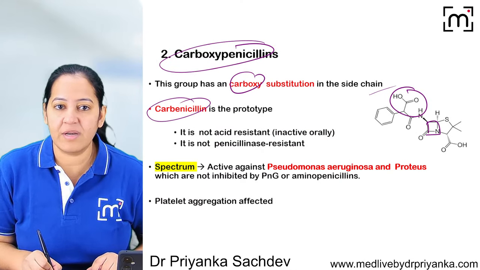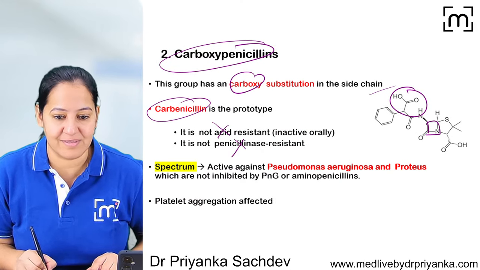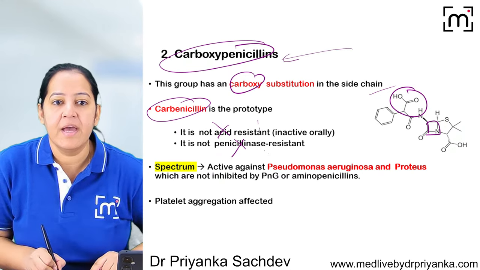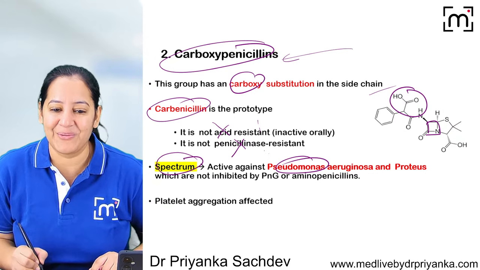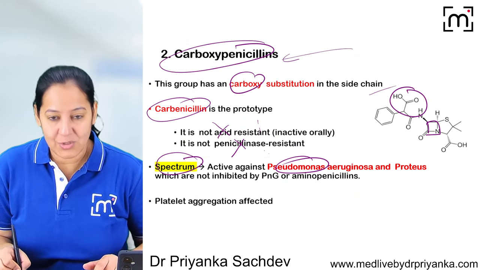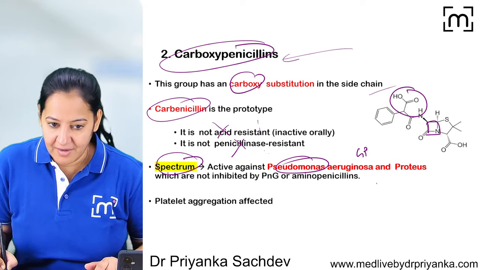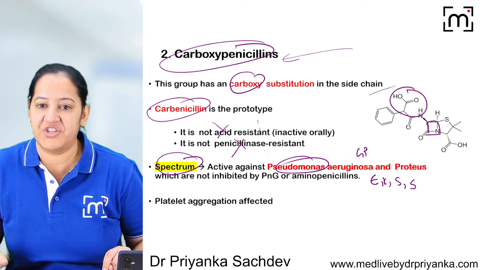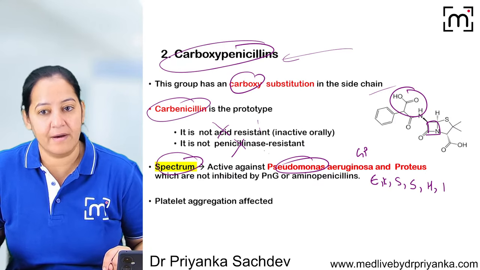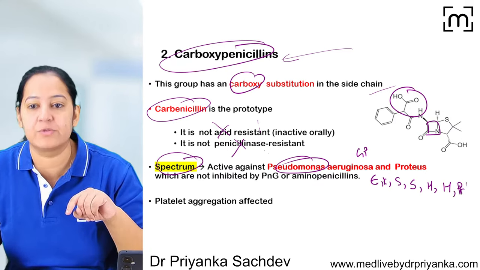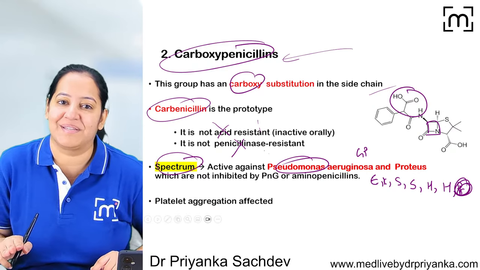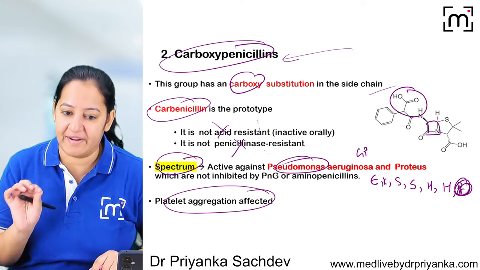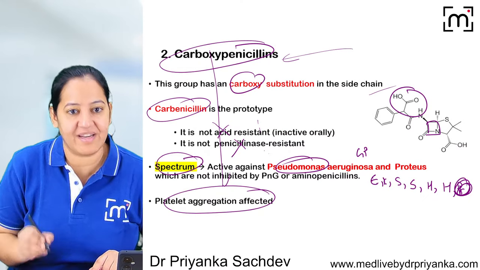So it is not acid resistant, and it is not penicillinase resistant. Only one of the shortcomings is overcome. The other two are still persisting. Here in the spectrum, Pseudomonas is also included. So all gram positive are there. Among the gram negative, we have E. coli, Klebsiella, Salmonella, Shigella, H. pylori, H. influenzae. But additionally, we have Pseudomonas here, which was not there before. But there is a side effect. They cause platelet aggregation and thrombus formation.